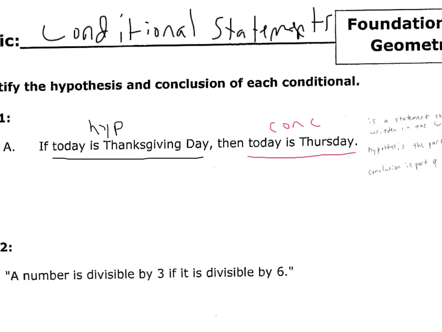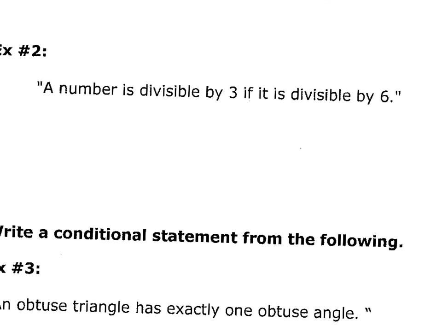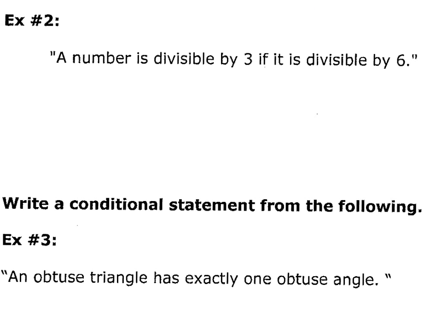Let's just work through a couple more. This one says, a number is divisible by 3 if it is divisible by 6. Your hypothesis, or the educated guess you're making, is that a number is divisible by 3. So that would be your hypothesis. And then you want to find your conclusion.